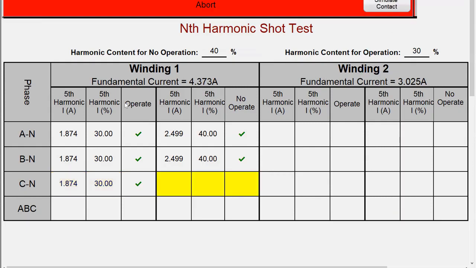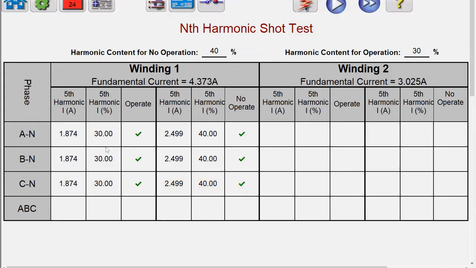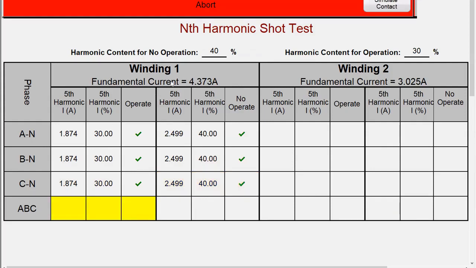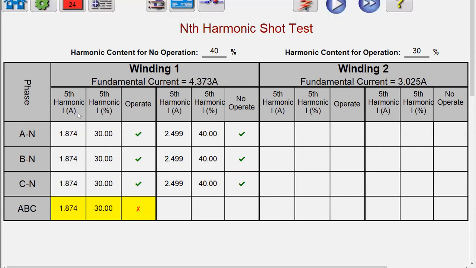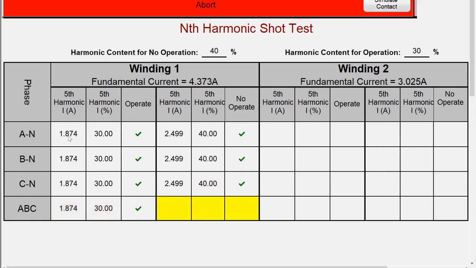Okay, so that is what we are doing here, is that for all the phases and the 3-phase, we are injecting a fundamental current and also a 5th harmonic current, wherein my content is 30%, the relay should operate, and for 40%, there is no operation. And again, you could pick and choose these tests. You can pick and choose this test depending on what you prefer for your test report.